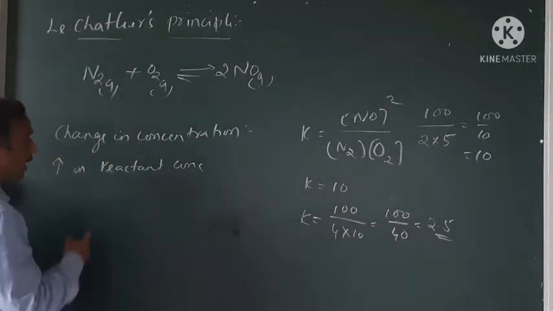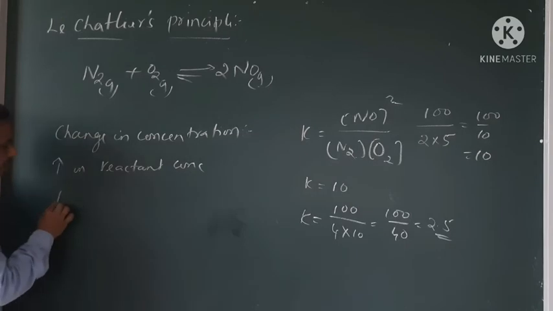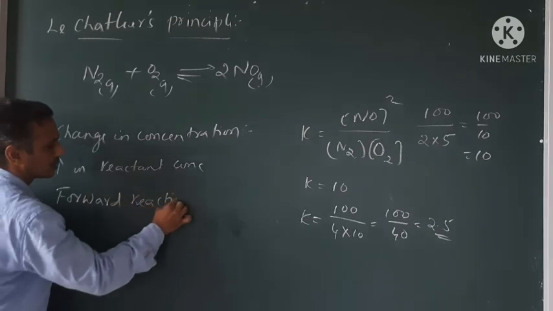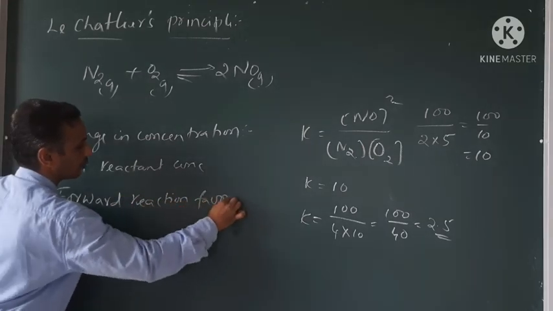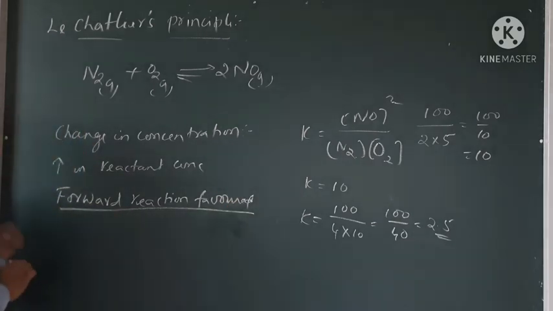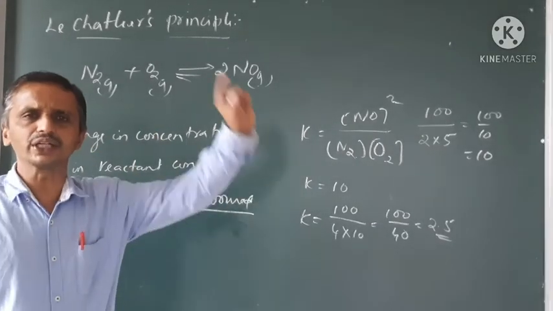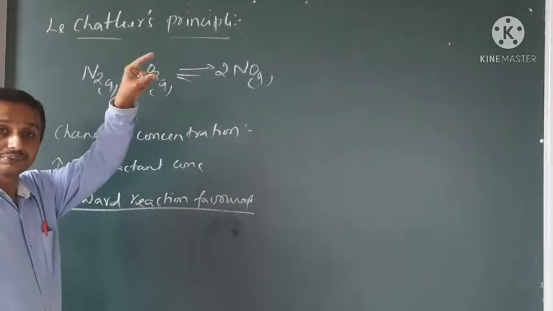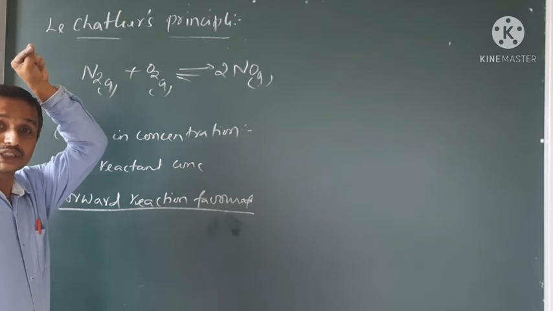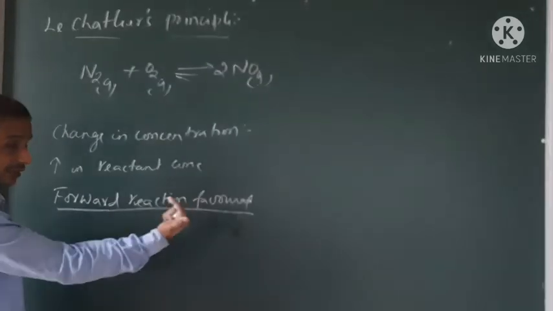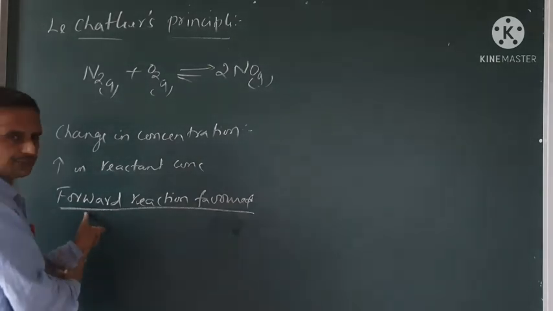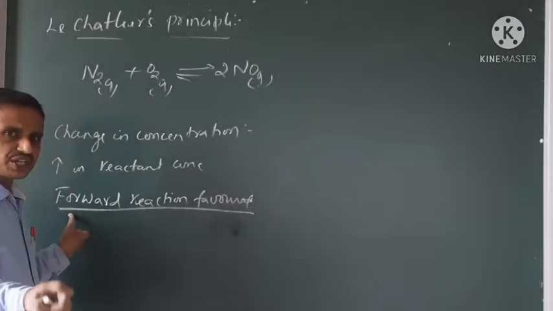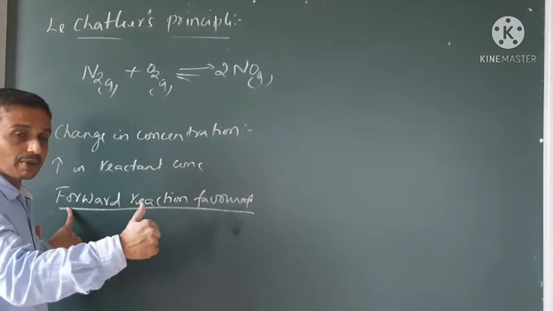So, if the reactant concentrations are increased, remember your forward reaction is favored. Always it is. Note it properly. No confusion. Reactant concentration increase, forward reaction is favored. And if the reactant concentration is decreased, then the backward is favored. Opposite. Reactant concentration increase, forward favored, means obviously if the reactant concentration decreases, backward reaction is favored.